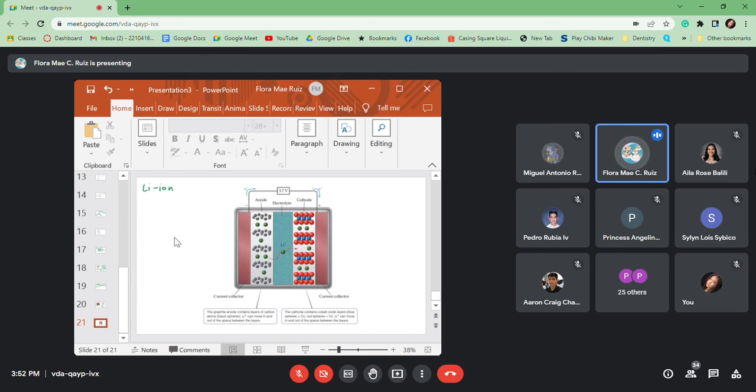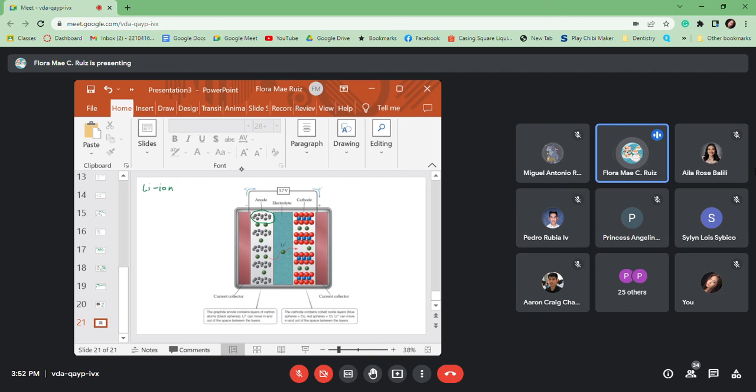So for the anode part, we have the graphite. Graphite are layers of carbon atoms as represented by the black spheres. And this allows your lithium plus ion to move easily from the anode to the cathode.